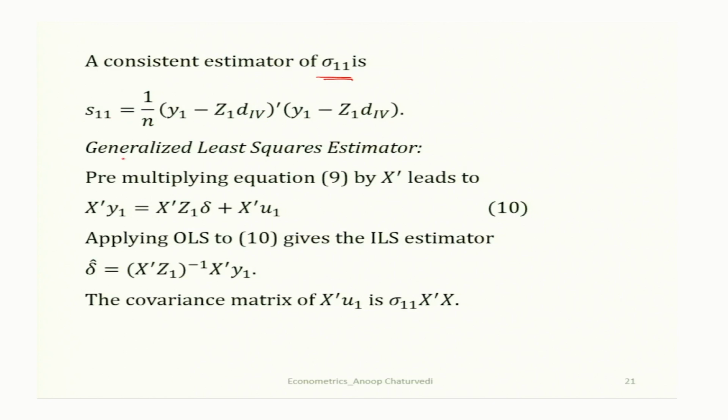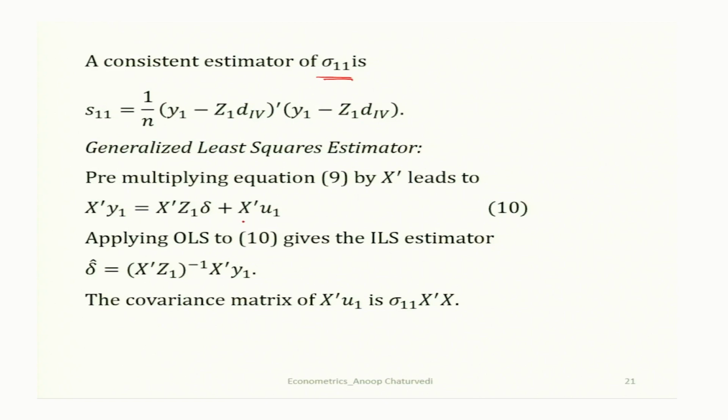Then we consider a generalized least squares estimator. Say we pre-multiply equation 9 by X transpose, and then we get X transpose y1 equal to X transpose Z1 delta plus X transpose u1. If we apply OLS to this equation, we get delta hat equal to (X transpose Z1) inverse X transpose y1. So, we get the indirect least squares estimator.